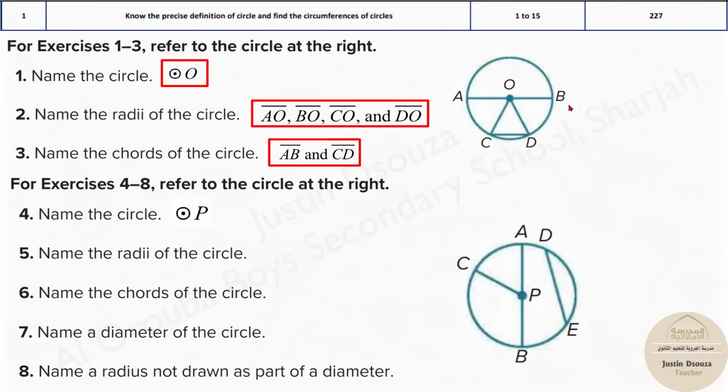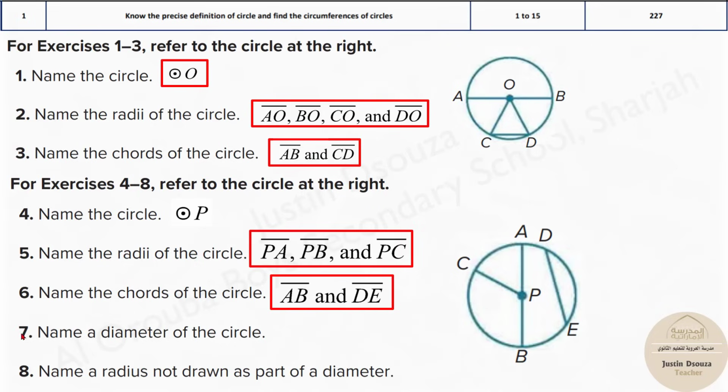Now this is the symbol of circle. You put a circle and a dot, it means this circle, and specifying that means this is the center of the circle. You can try this by yourselves. Pause the video and just try it out. The name of the circle is circle P over here, and then we have the radii PA, PB, PC, and the chords would be DA, AB, and the diameter would be only AB.